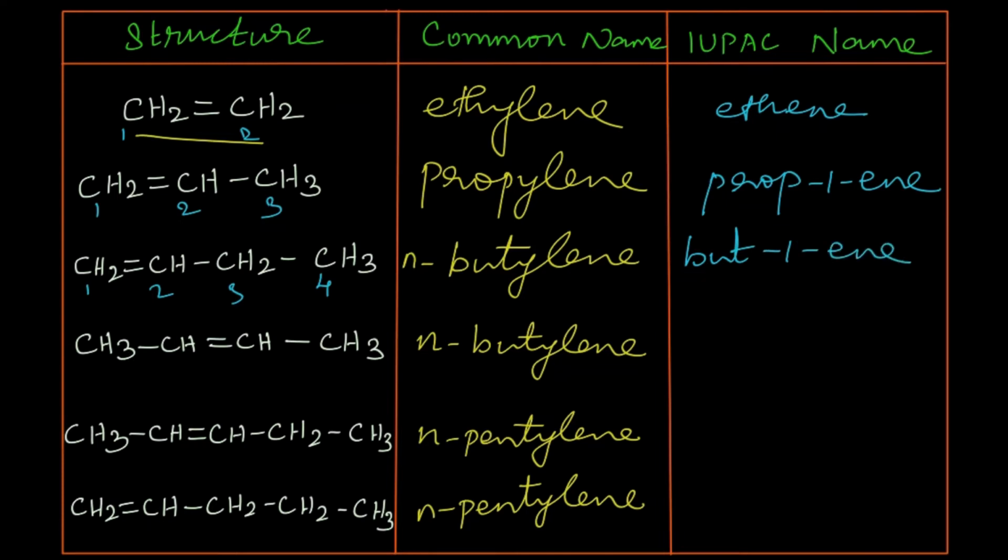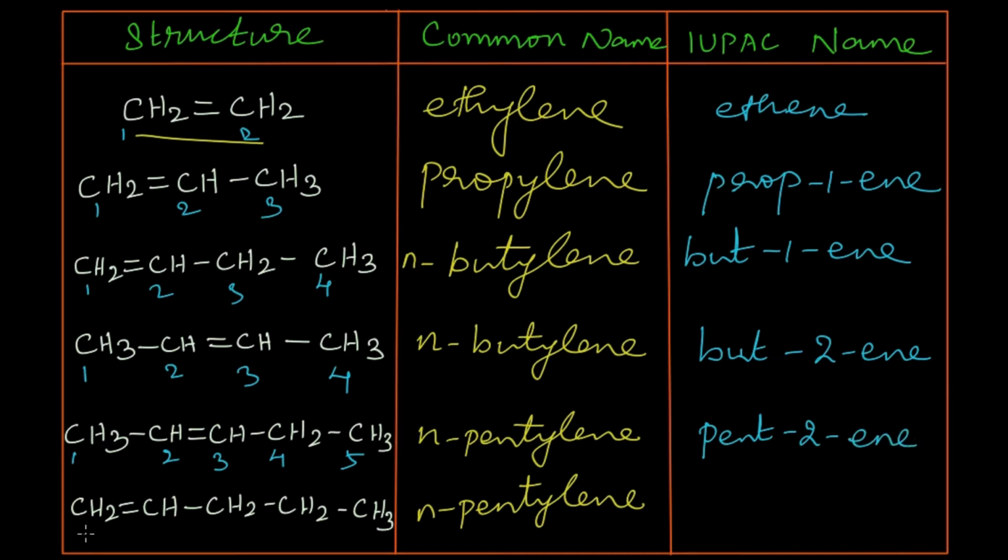And for this compound, 4 carbons are there. 1, 2, 3, 4. So but. To which carbon is the functional group attached? To the second carbon. So but-2-ene. And the next compound, 1, 2, 3, 4, 5. 5 carbons are there. So the prefix will be pent. To which carbon is the double bond attached? To the second carbon. So 2. If the double bond is present, what will be the suffix? Ene.